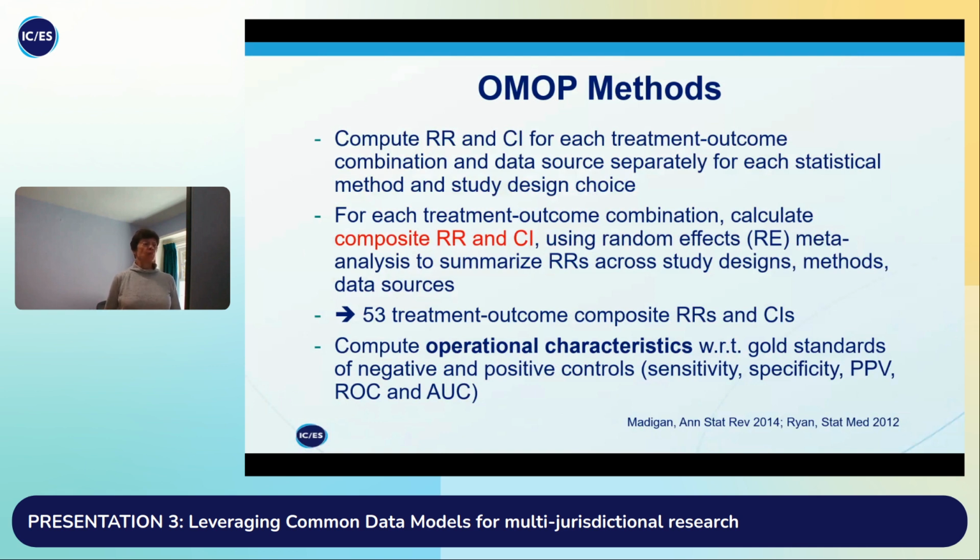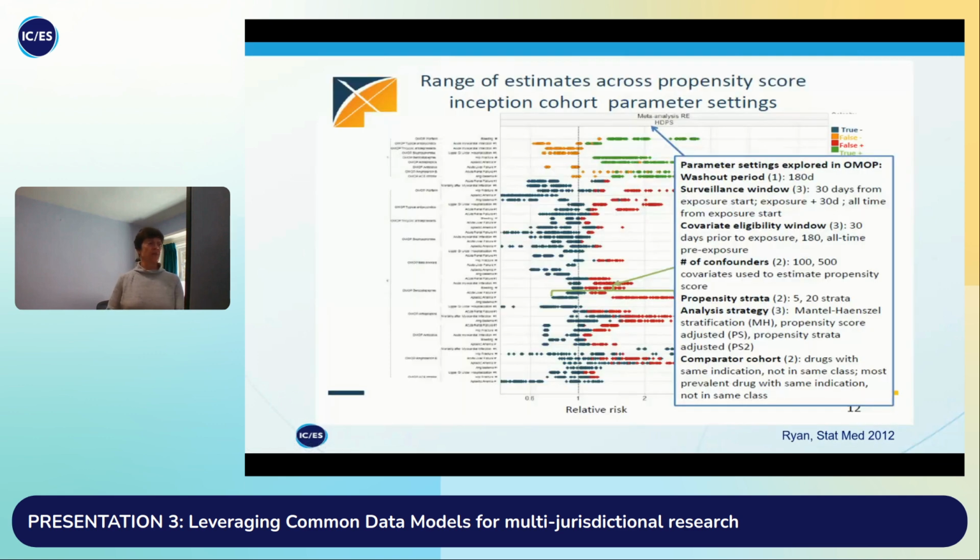So for these 53 different treatment outcome pairs, let's go to the next slide to just show you some of what they found. This is a schematic of one statistical method. They used high dimensional propensity scores.